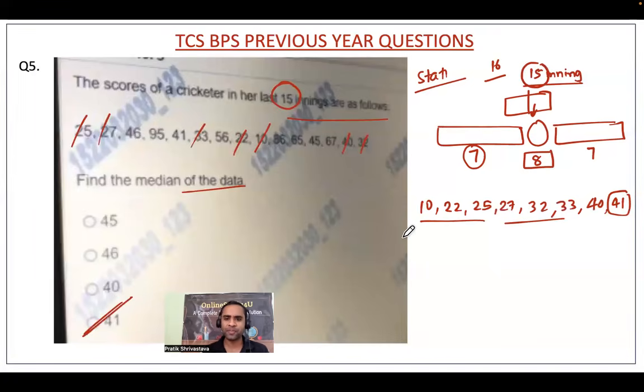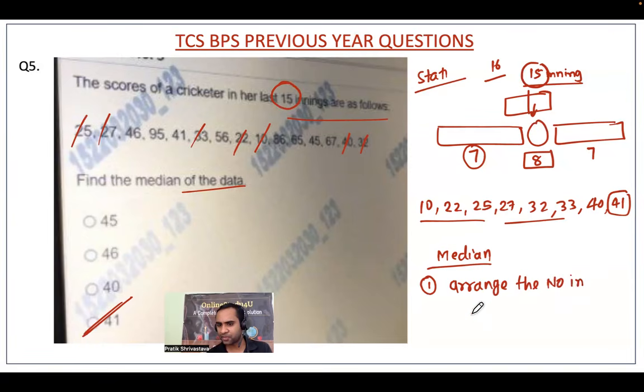So we do not have to see. Basically, how do we calculate median? I will explain you in a very simple way. So first, you have to arrange the numbers in ascending order. Arrange the numbers in ascending order, and that's what I was doing here.